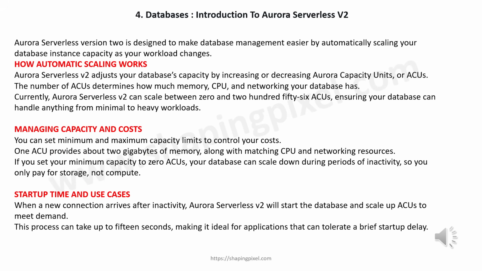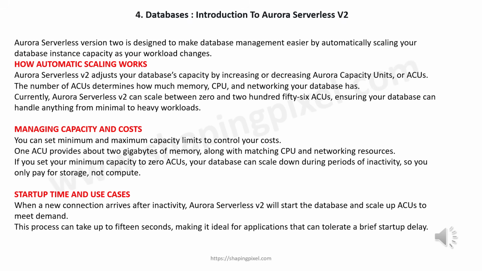Aurora Serverless version 2 is designed to make database management easier by automatically scaling your database instance capacity as your workload changes. This means you only pay for the resources you actually use, eliminating the need for complex capacity planning. Aurora Serverless v2 adjusts your database's capacity by increasing or decreasing Aurora capacity units, or ACUs. The number of ACUs determines how much memory, CPU, and networking your database has.